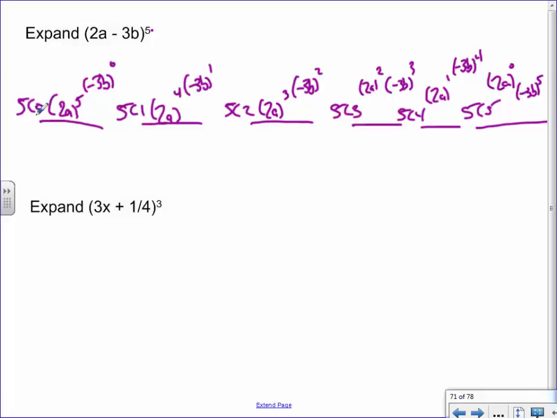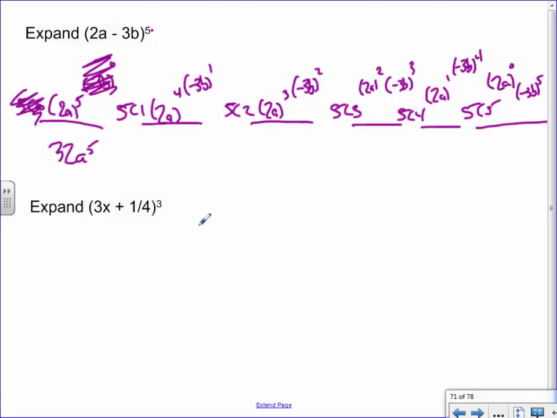Does anybody know what 5 choose 0 is? 1. Okay. Now, this right here, because it's the power of 0, means we don't even need it. And this was 1, so we don't really need it either. So my final answer is 2a to the 5. But that's actually going to be this. It's actually 32a to the 5.